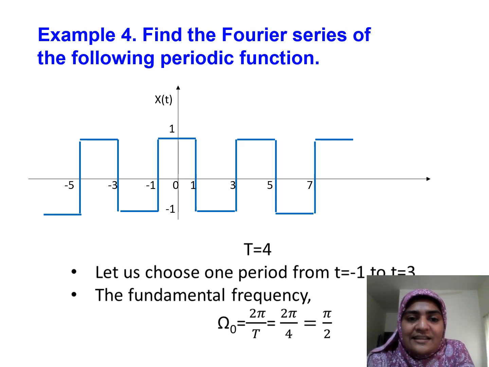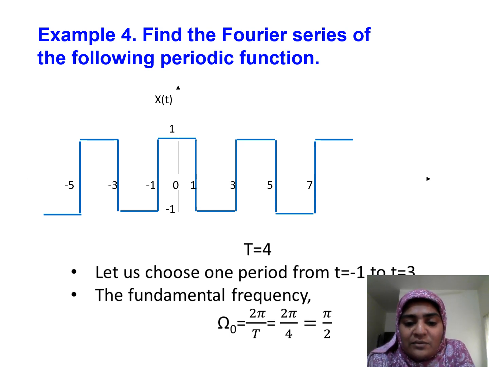Find the Fourier series of the following periodic function. So we can see the wave. Now what is the time period T of this wave? That is repeating, so the time period is 4 in this case. And let us choose one period. So we have to integrate for one period. So let us choose from t equal to minus 1 to t equal to 3.